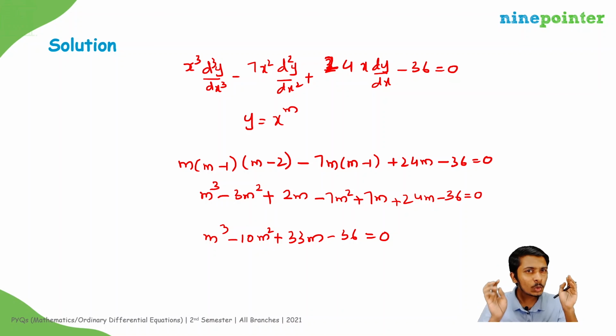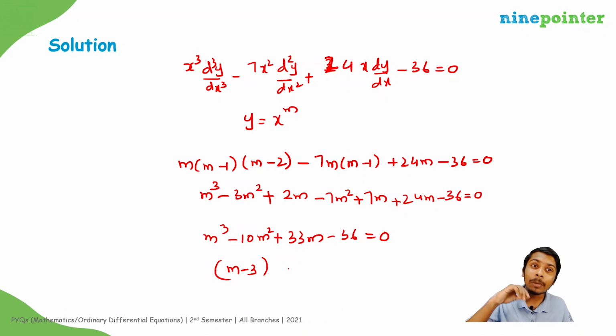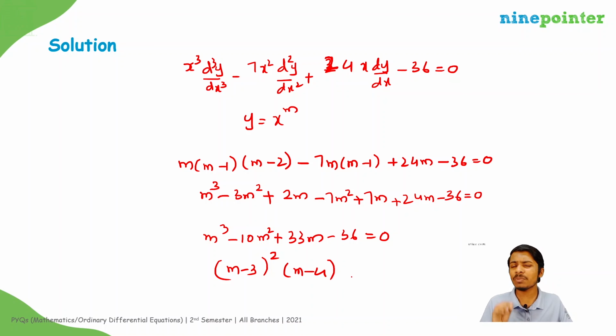So here you have to do that yourself. Apply the trial and error method. You will probably apply 0, 1, minus 1, 2, 3, etc. And from that you can find that m equal to 3 will be a solution for the given polynomial equation. So one factor will be m minus 3. And if you divide this cubic equation by m minus 3, you will get a quadratic equation whose factors will be m minus 3 and m minus 4. So we will have m minus 3 whole square and m minus 4 as a perfect factorization for this equation.